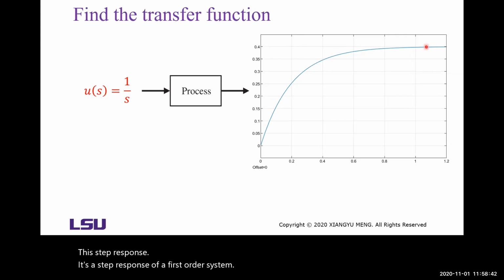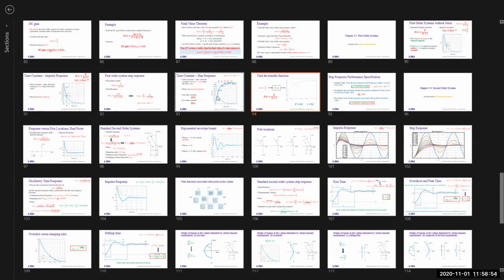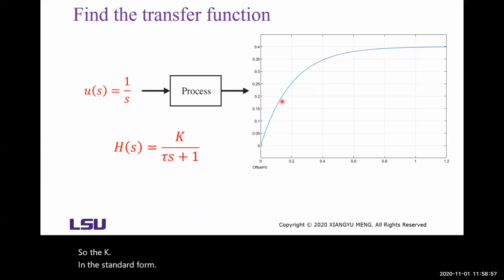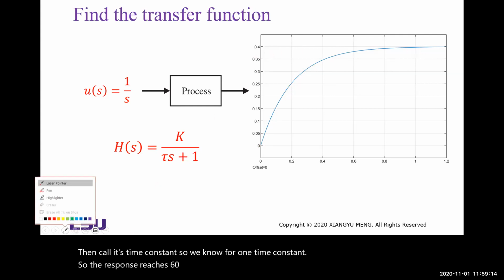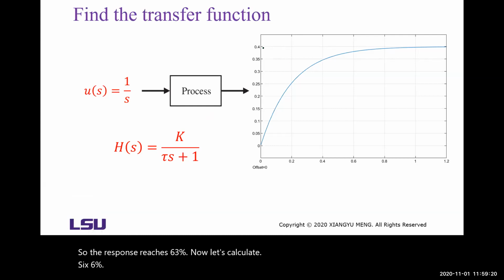Then let's see the final value. The final value we see is 0.6. So K in the standard form will be the final value. Then tau is the time constant. We know for one time constant, the response reaches 63%. Now let's calculate the 63% of the final value. This will be 0.4.